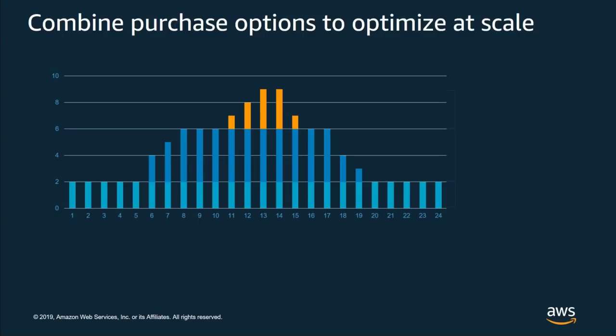So when we're talking about running at scale in an efficient way, you'll often hear us talk about combining purchase models to optimize.